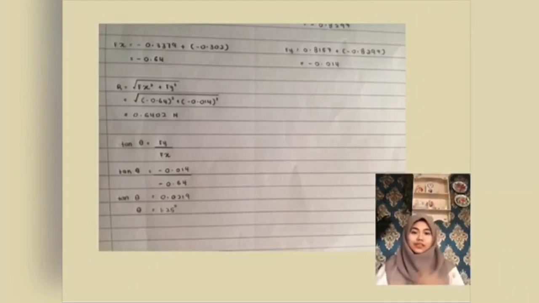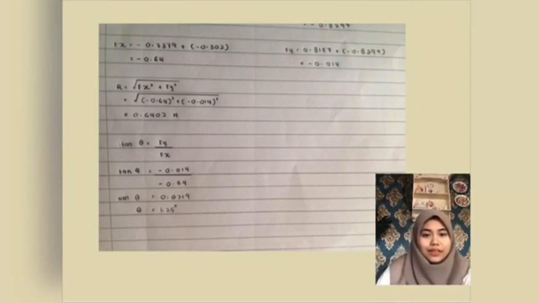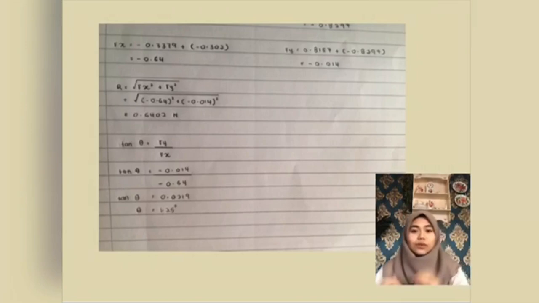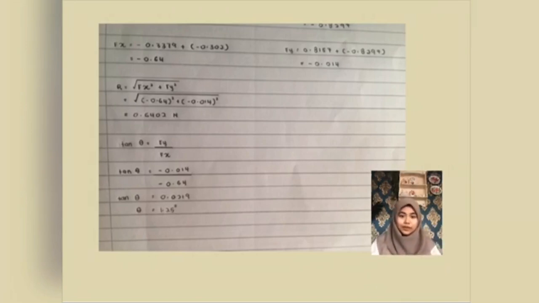To find the direction, the formula is tan theta equals Fy over Fx. For this table, tan theta equals negative 0.014 over negative 0.64. So we get tan theta equal to 0.0219. So we need to take the inverse tan, and theta is 1.25 degrees.